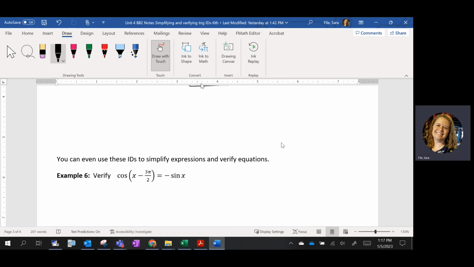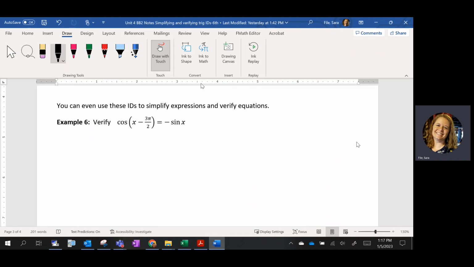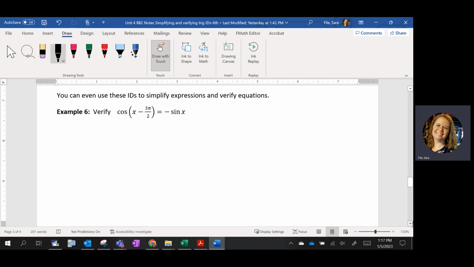Okay. The last type of problem that you may see is verifying. So this is going back to what we were doing. We want to prove the left side does equal the right side. So remember, we're only going to work on one side until we get it to match the other side. Here, this is a cosine difference identity that I can use.